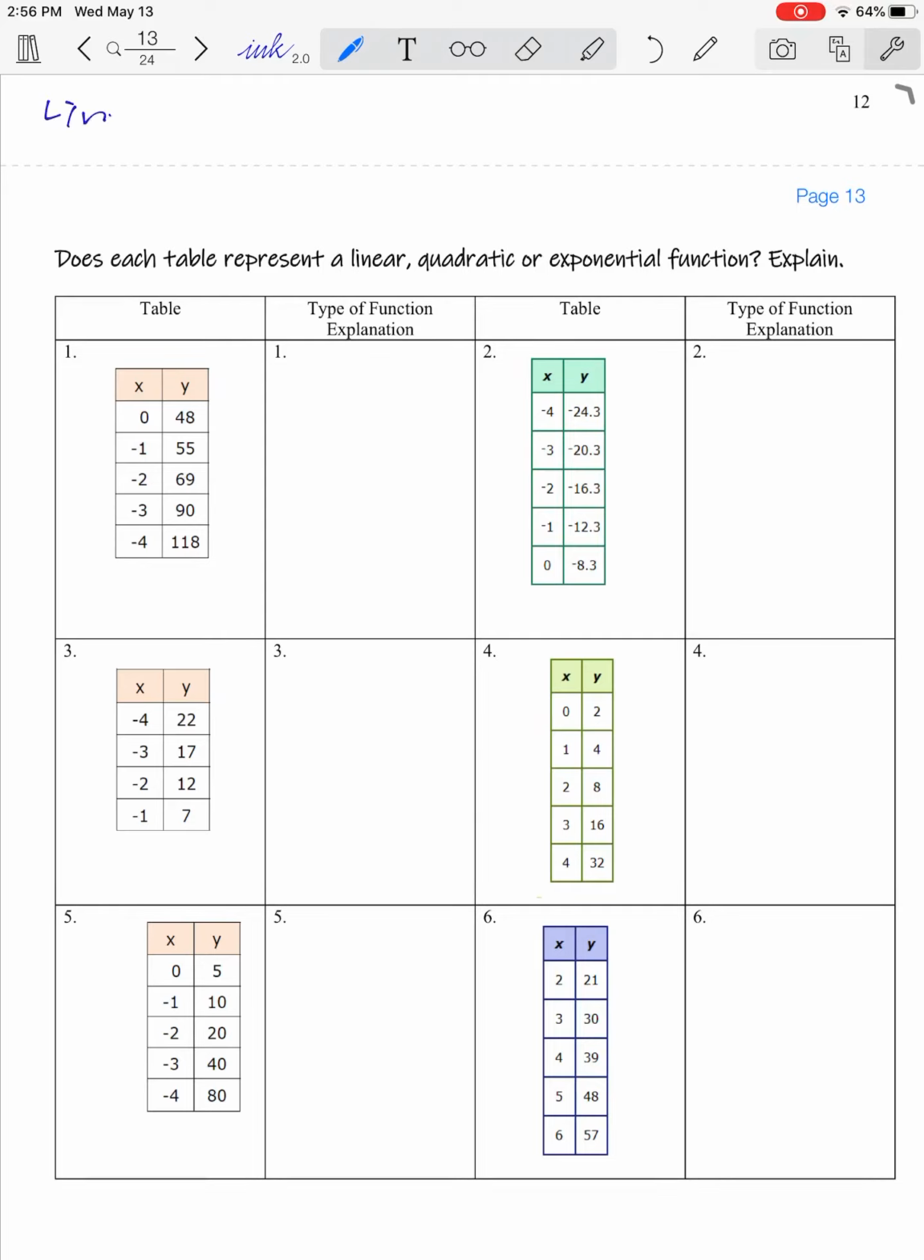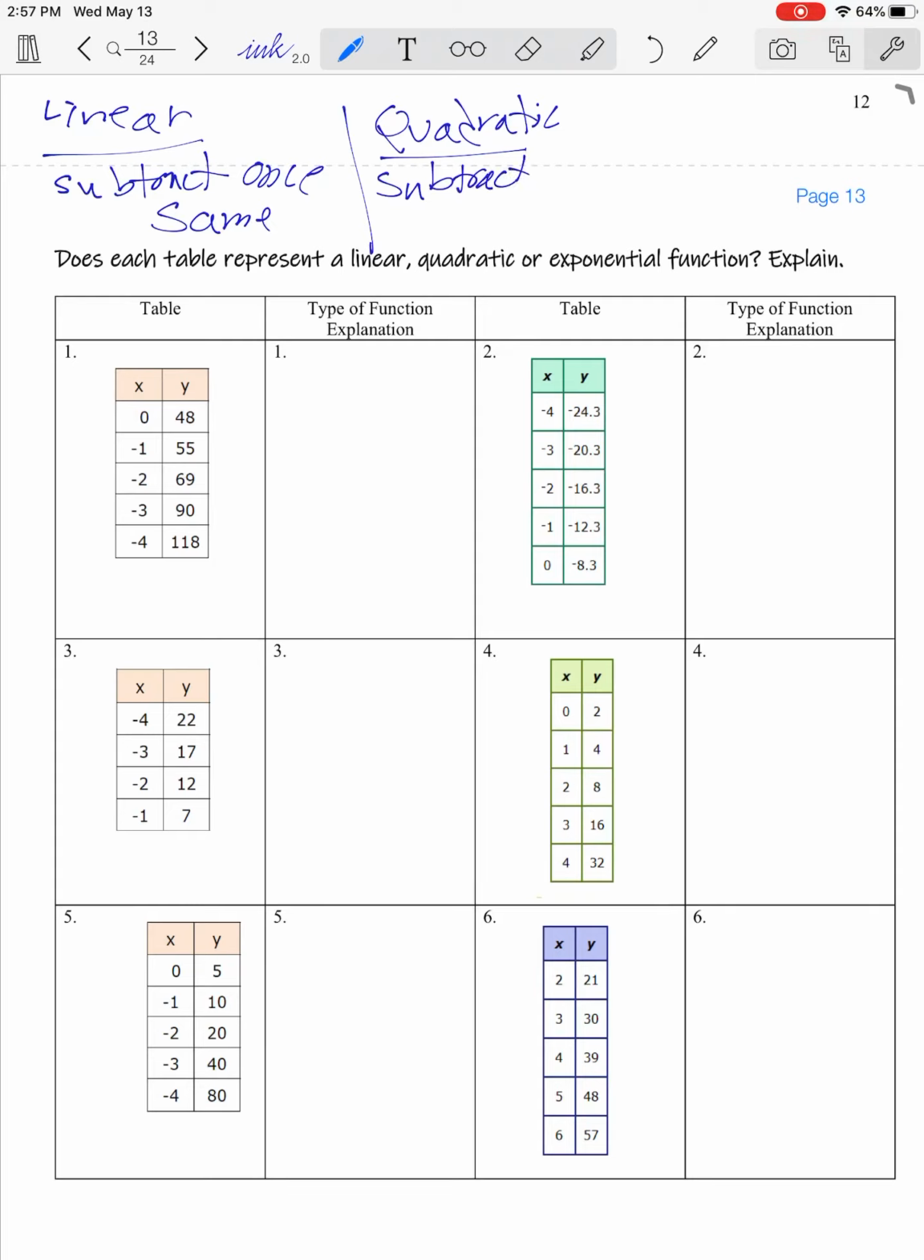So what I always do is, I know, well, linear, we subtract once. And we'll get the same number, right? Quadratic, I know we have to subtract how many times? Twice. Okay, and I know exponential is we divide or multiply. Okay, so look at our table.